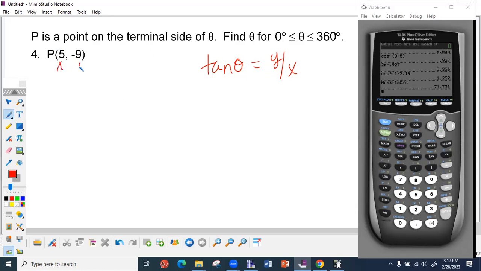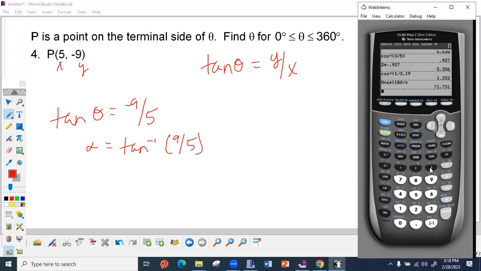So we have our X and we have our Y. So this time, in order to find our angle, we're gonna use tan theta. Is that cool? All right. So we have tan theta equals -9/5. Okay, so our reference angle is gonna equal tan inverse of 9/5. So when I go to my handy dandy calculator, I'm gonna do tan inverse of 9 divided by 5.